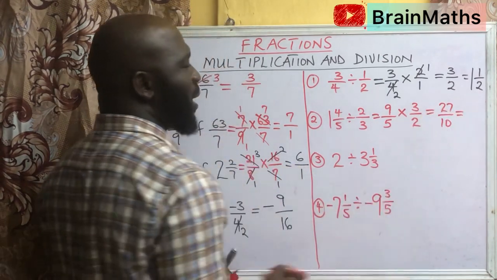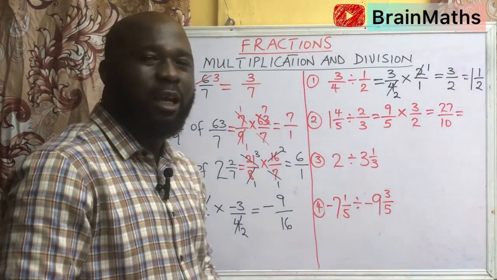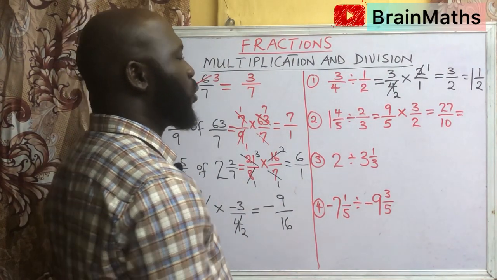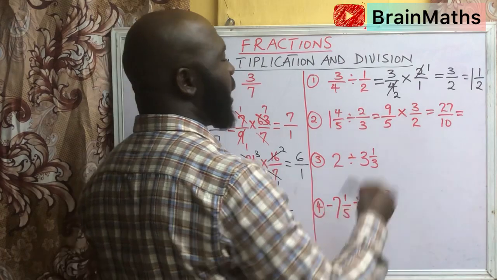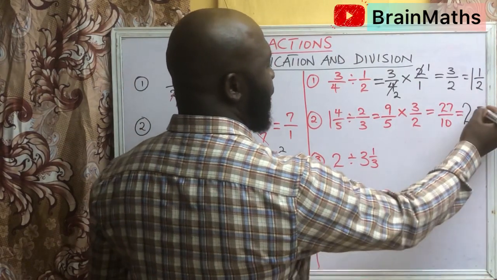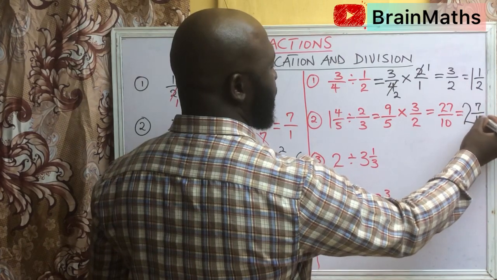And this kind of answer is still an answer in an improper format. So we say, how many 10 can we get in 27? That is 2. We are left with 7 over 10.